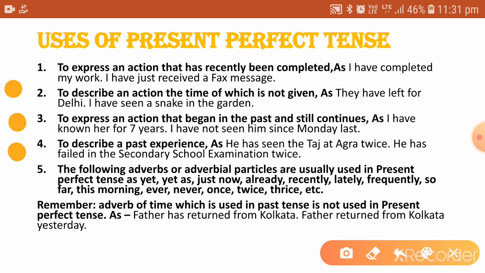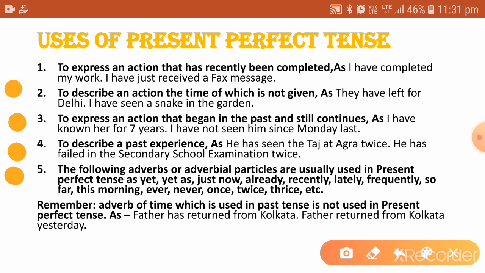Fourth, to describe the past experience. For example, he has seen the Taj at Agra twice. It means he has the experience to see the Taj 2 times. He has failed in the secondary school examination twice. It means he has got experience to be failed in the secondary school examination 2 times.